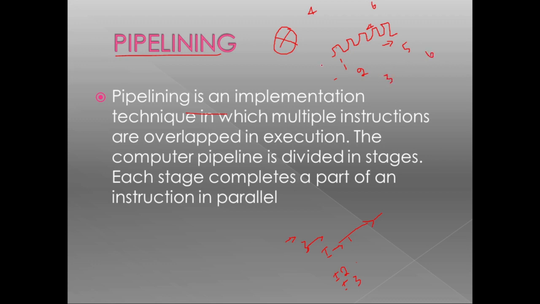See here, the first instruction starts from clock 1, the second instruction starts from clock 2, and the third instruction starts from the third cycle. So with the help of pipelining, you can send three instructions in a minimal amount of time. There is no overlap in execution, and no collision occurs with the help of pipelining.